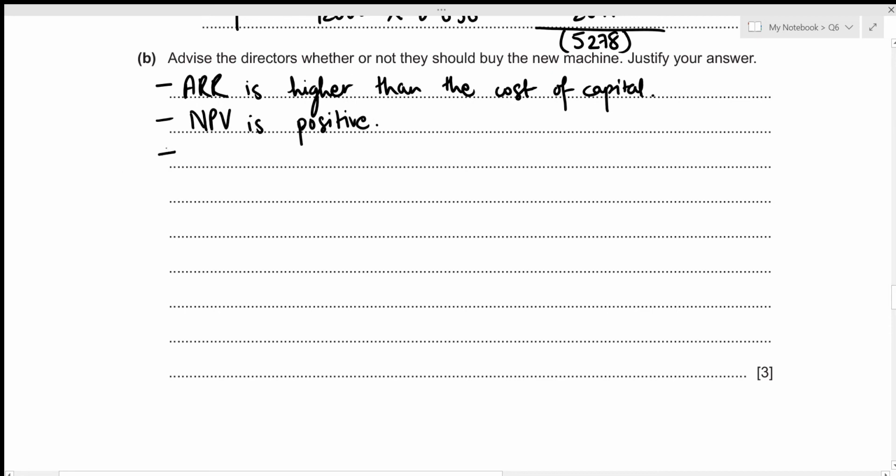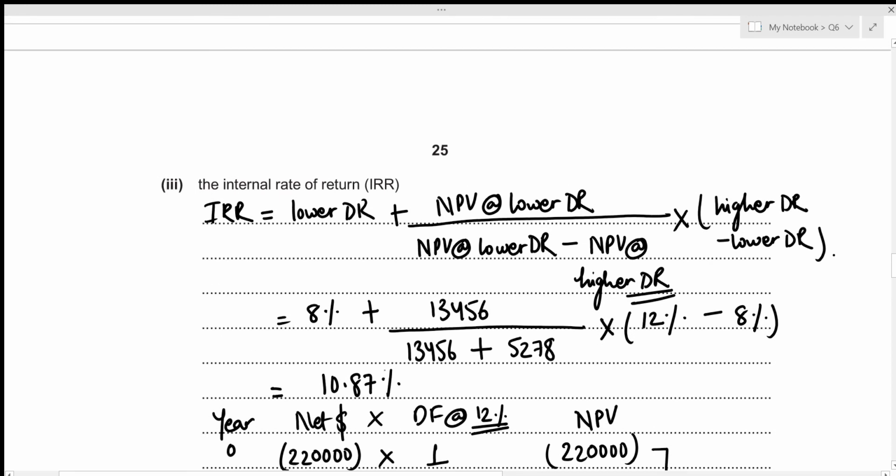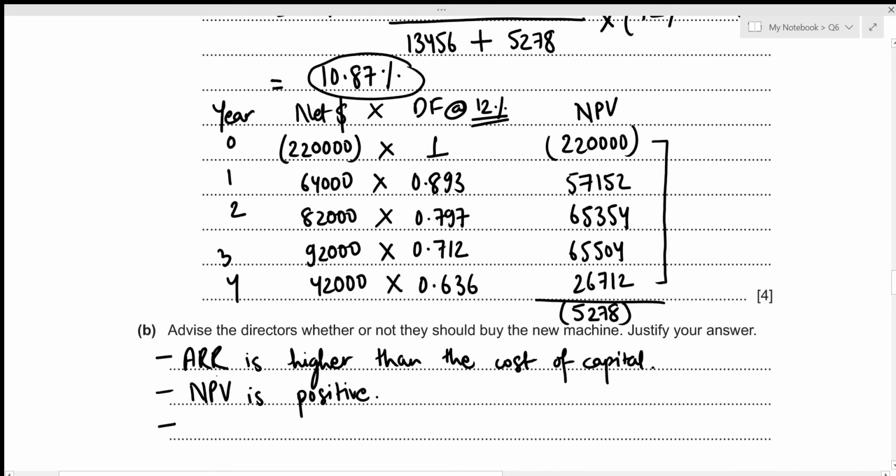And for the third part, we figured out the internal rate of return. And we can see that the internal rate of return is 10.87, which is again higher than the cost of capital of 8%, which is a good thing. Let's write it down. Internal rate of return is higher than the cost of capital.